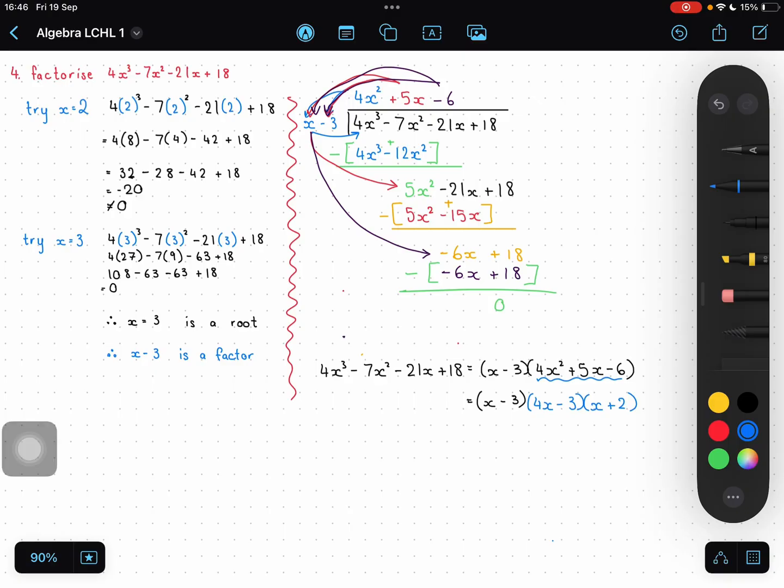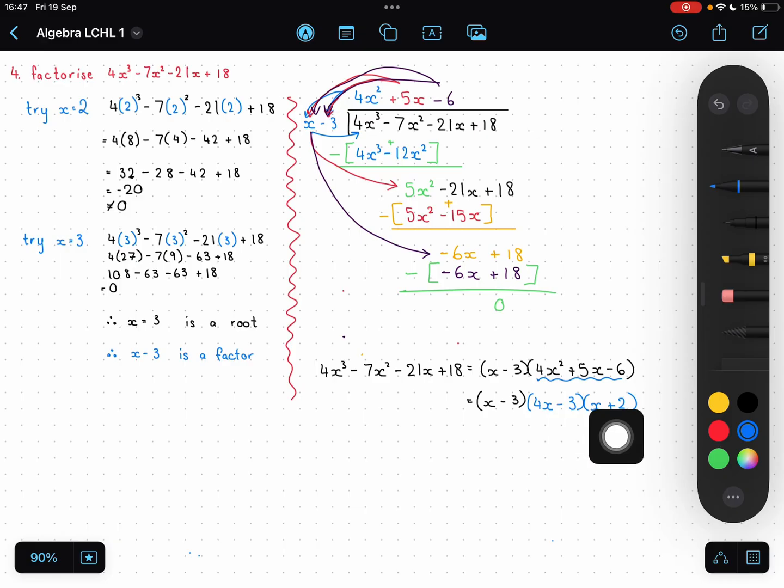It's worth noting that at the start I found that x is equal to 3. You could have found that x was minus 2. I could have started at the very start and found that x being minus 2 fills into that and gives me 0. That would have been perfect. It would just have meant I would have had a different quadratic left up here, because I would have been dividing by x plus 2 if I had found x equals minus 2 as a root. So x plus 2 would have been a factor, and when I factorised it out, I still would have gotten the other two brackets.